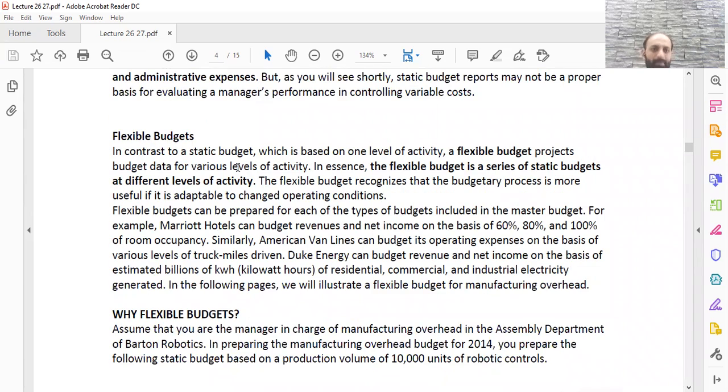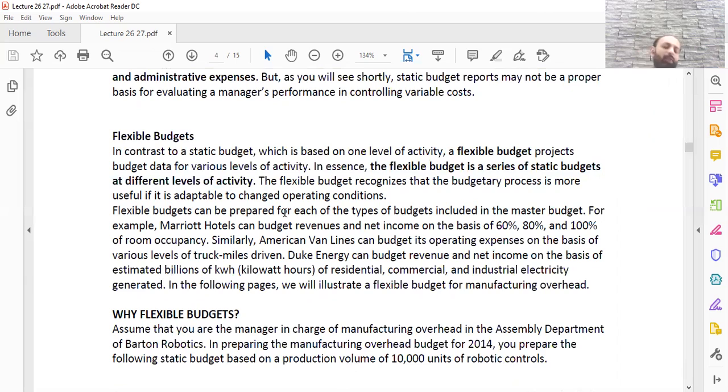Flexible budgets. In contrast to a static budget, which is based on one level of activity, a flexible budget projects budget data for various levels of activity. In essence, a flexible budget is a series of static budgets at different levels of activity. So this is the positive feature of a flexible budget.